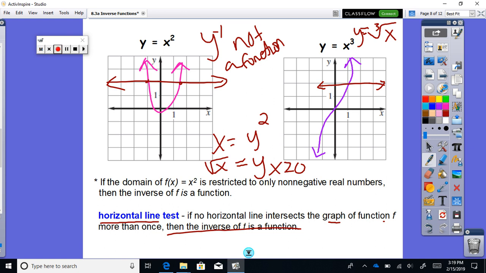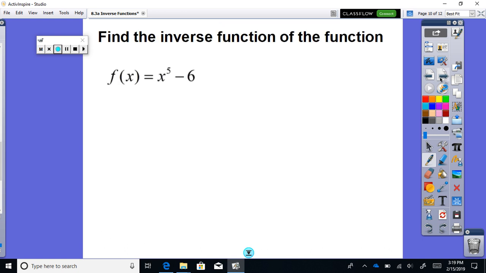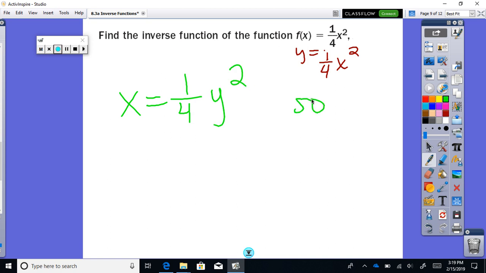So that's kind of what this slide talks about. We're going to start graphing squared and cubed functions in the next lesson. So let's see. We want to find the inverse of a power function. You do the same thing. This is y equals 1/4 x squared. So to find the inverse, you switch x and y. So you start by switching x and y. So you have x equals 1/4 y squared. Then you solve for y.